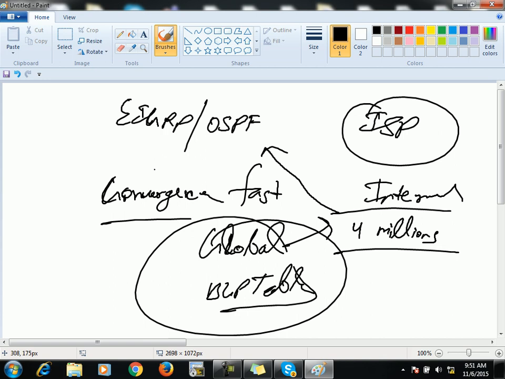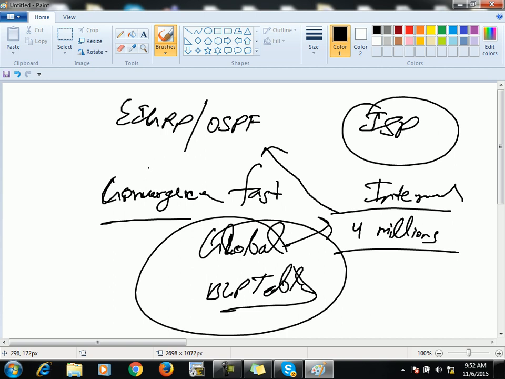However, in EIGRP and OSPF, we have the concept of an acknowledgement. Whenever you send any information to your neighbor, it is mandatory to receive an acknowledgement. In EIGRP, whether you send an update packet, query, or reply, for all 3 types of packets we have this concept of acknowledgement. In OSPF, again, we have an acknowledgement for LSU, link state update.